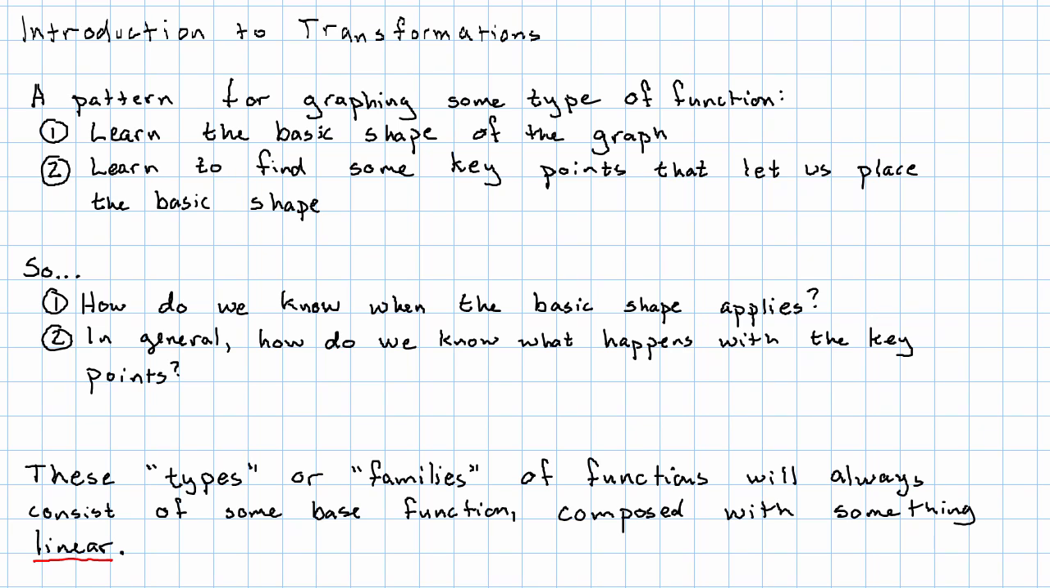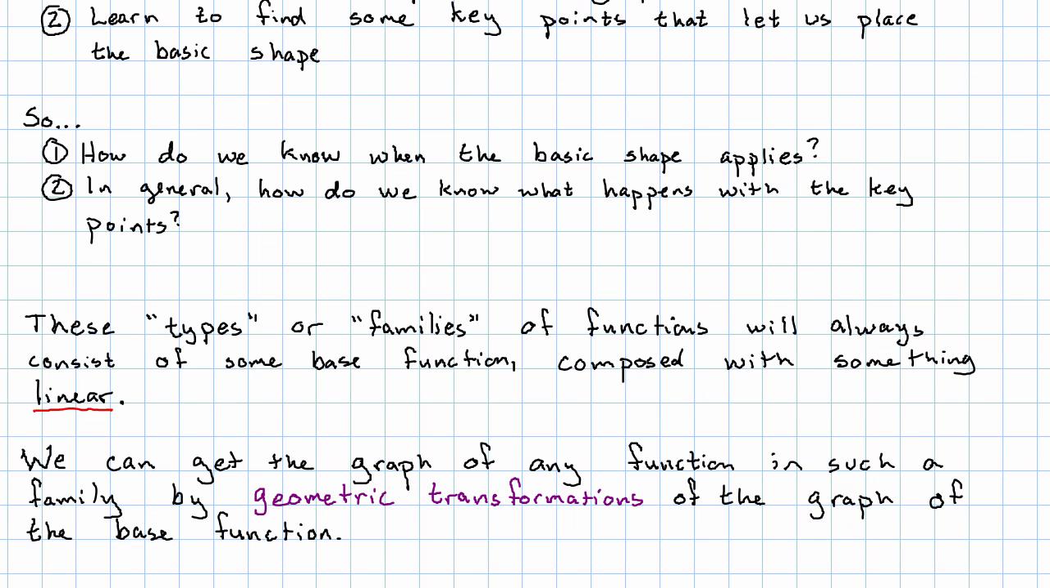These types or families of functions that all have basically the same graph will always be some base function composed with something linear. Maybe two linear functions, one inside, one outside. But we'll just have the base function and then a bunch of linear stuff. And it turns out that when we're working within such a family, we can get the graph of any of the functions in the family by what are called geometric transformations of the graph of the base function.